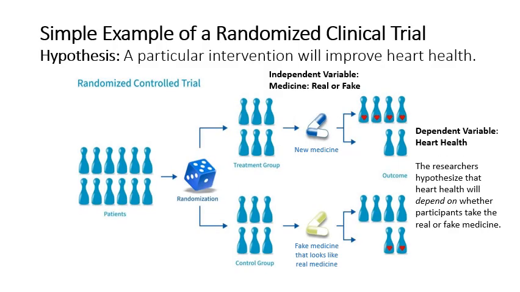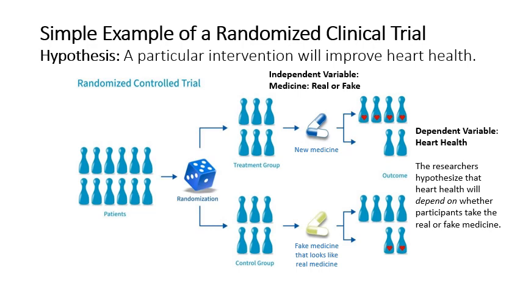We have a number of patients who all share some condition, let's say a similar level of heart health. Using the dice throw metaphorically to randomly assign them, we randomly assign some to be in a treatment condition where they receive a new medicine, and some to be in a control condition where they receive a fake medicine that looks like the real medicine but isn't. In this case, the independent variable is the medicine, and the two conditions are whether it's the real medicine, the experimental condition, or the fake medicine, the control condition.